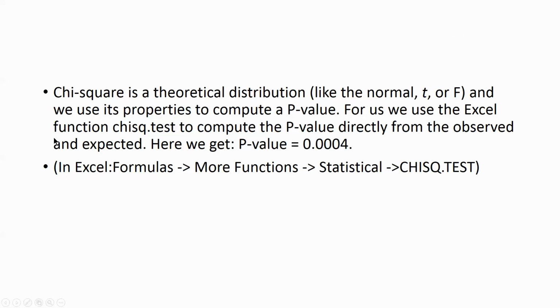Chi-square is a theoretical distribution like the normal distribution or the t-distribution or F, and we would use its properties to compute a p-value. For us, we're going to use Excel, the Excel function CHISQ.TEST, to compute the p-value directly from the observed and expected, and here we get a p-value of 0.0004. Let's just take a break and see exactly what that looks like in Excel.